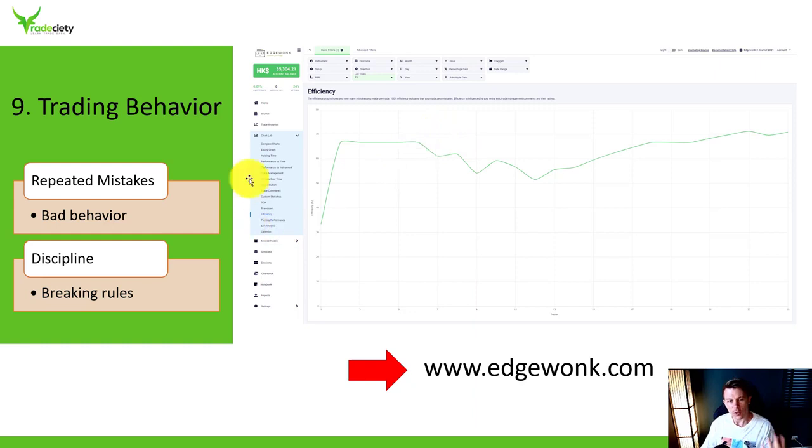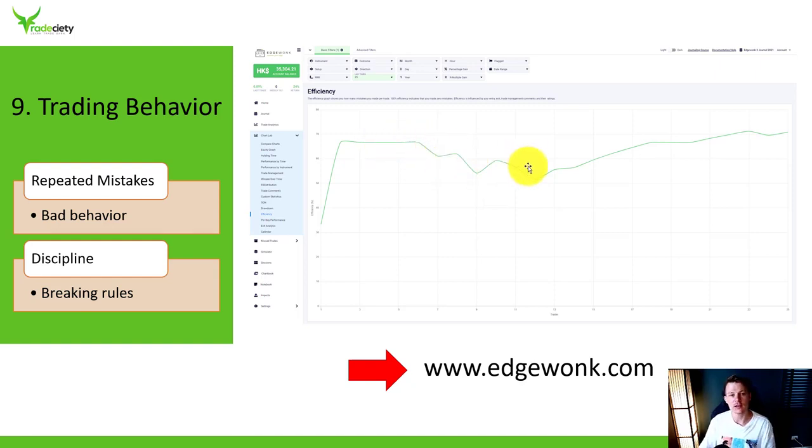And also, you want to check your trading behavior. Have you repeatedly broken your rules? Have you been not so good with your trading discipline? Have you been breaking your rules? And in Edgewonk, there is the so-called efficiency graph. Efficiency graph measures how well are you respecting your rules. And it's very unlikely that you're going to 100% respect your rules, but if you're a new trader, you want to either see a gradual improvement in your efficiency, or you want to make sure that your efficiency generally is at a high level, and you want to avoid seeing such dips, because the dips obviously mean that you have broken your rules more than what you have done previously.